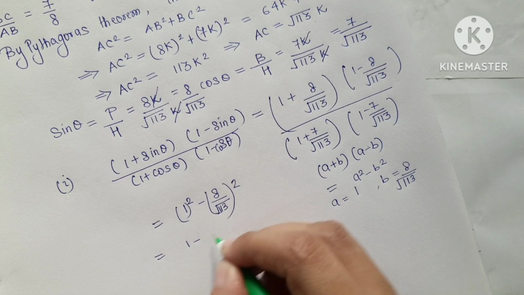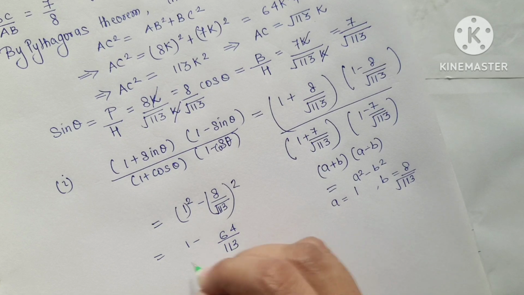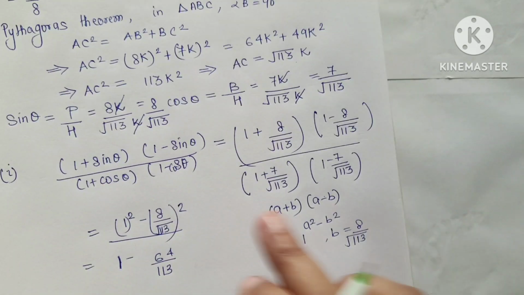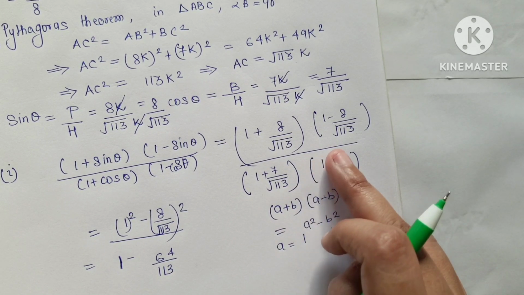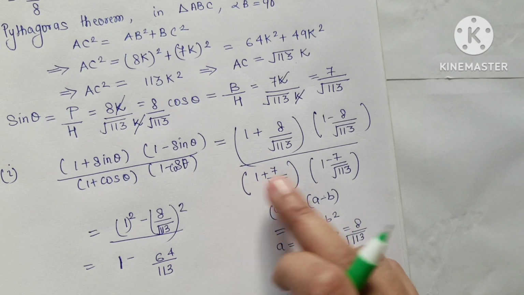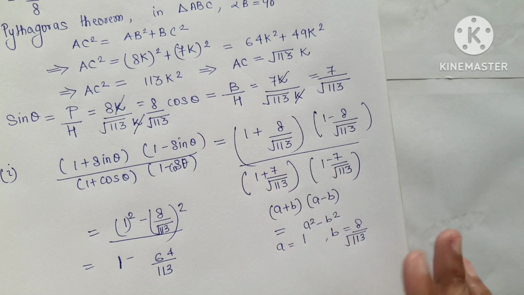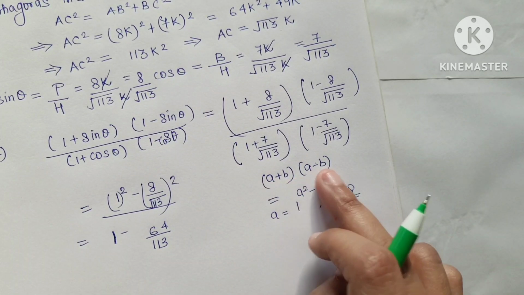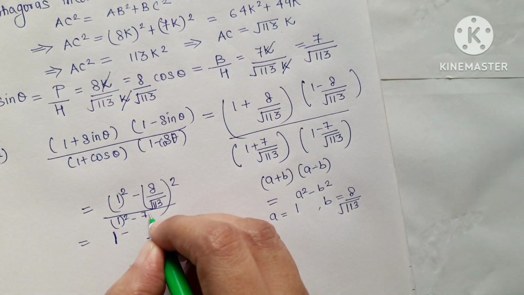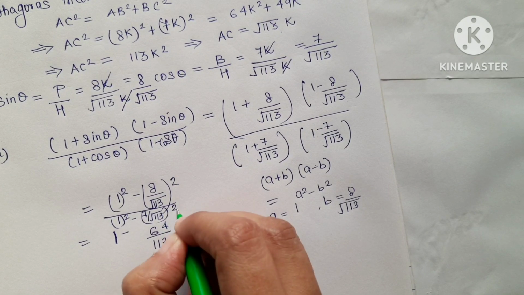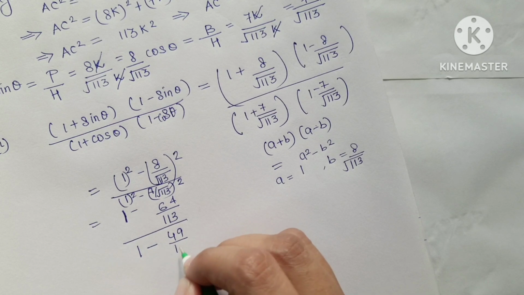So can I write like this, 1 minus 64 by 113, right? And in the denominator also it is 1 plus 7 upon square root of 113, and here it is minus sign. Both the terms are the same, but they have just a difference of plus and minus sign. So again it is in the form of a plus b and a minus b. So I can write it like 1 square minus (7 upon square root of 113) whole square. So I can just write it like this, 49 upon 113.